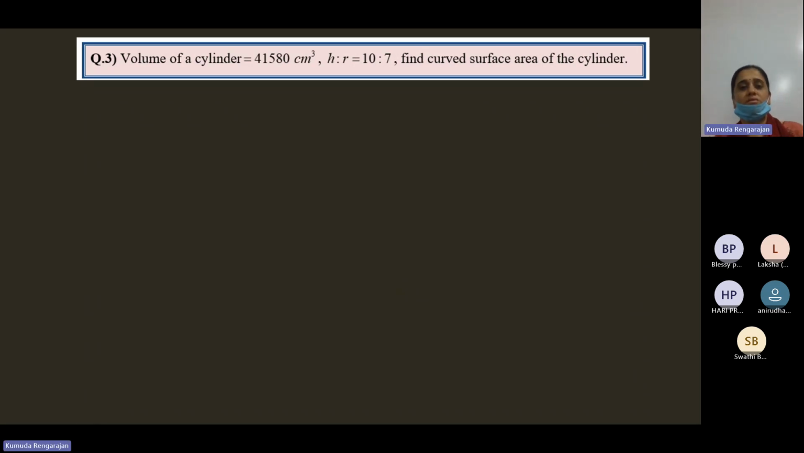Yeah, this is the next question. Volume of the cylinder is given. Height to radius ratio is given. Find the curved surface area of the cylinder.